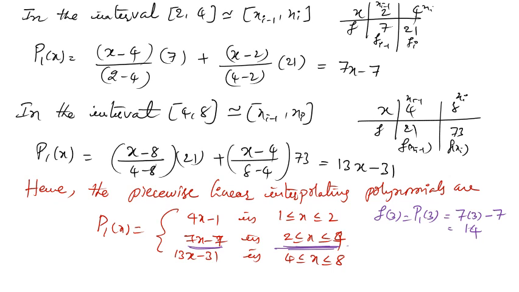Now what is another one? F of 7, that is P1 of 7. 7 belongs to which interval? This last interval. Therefore that is equal to 13 into 7 minus 31. So this value is 60. Okay, this is the piecewise linear interpolation.